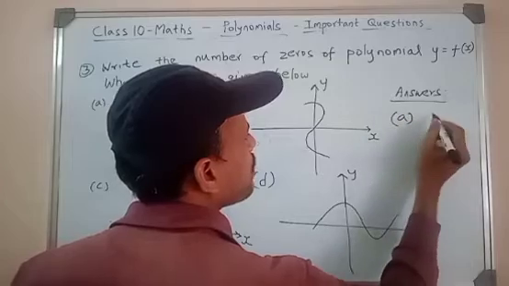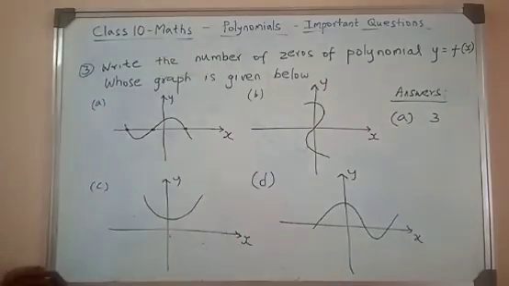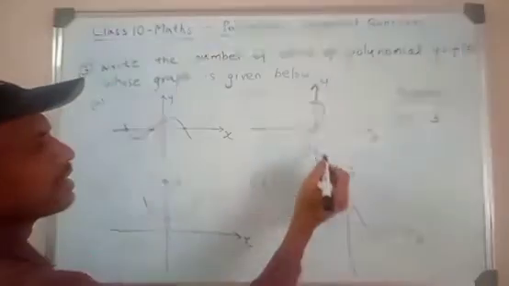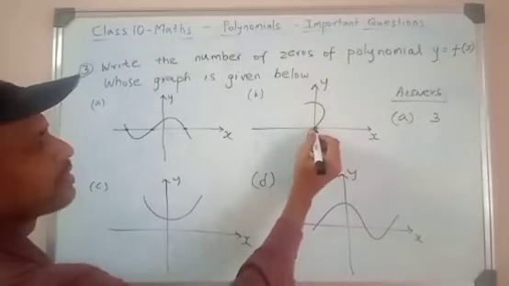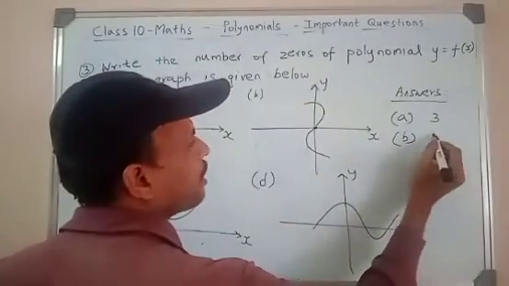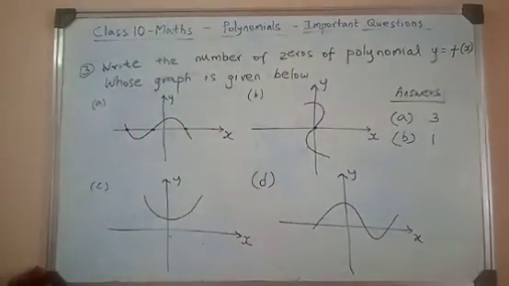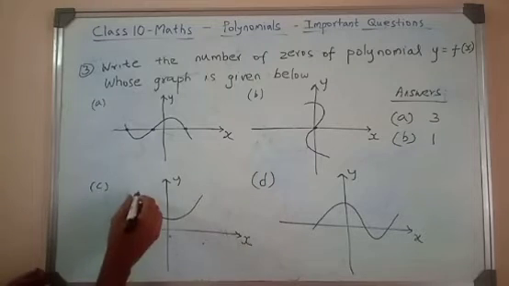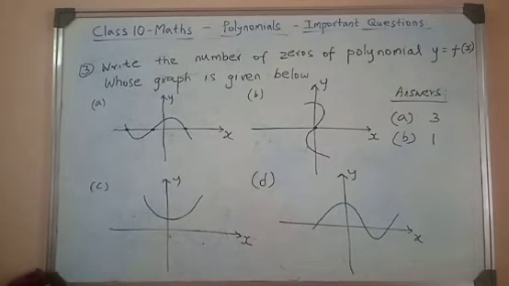So for A, the answer is 3. And then for B, the curve intersects only at the origin, so at the x-axis. Therefore the number of zeros is only 1. So the answer for B is 1. And then for C, the curve intersects at the y-axis only. It is not intersecting at the x-axis.